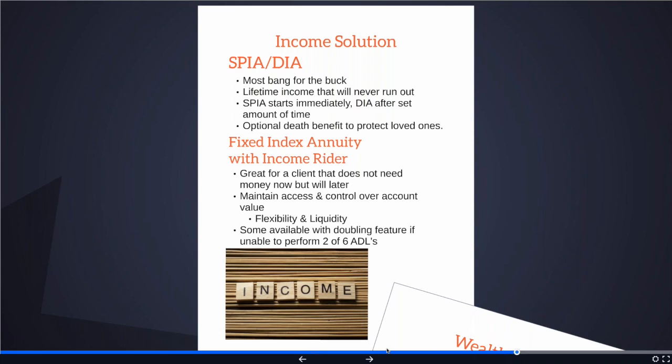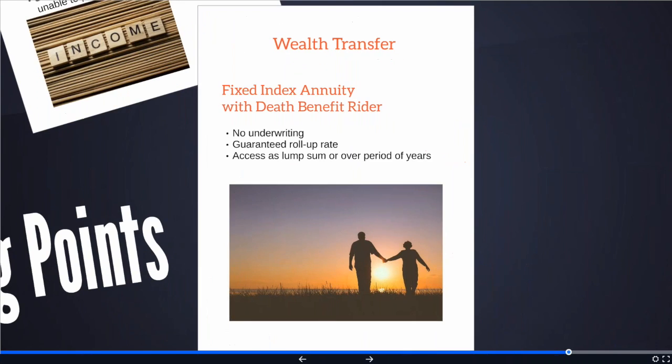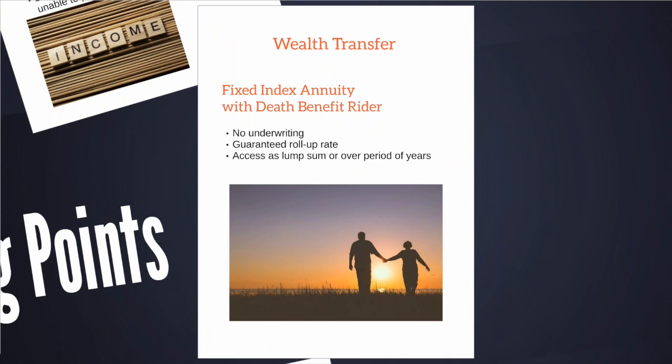With an indexed annuity, they're putting the money into an annuity with an income rider that grows the income value, but they always have access to the account value. In fact, at the end of 10 years or whatever, they can decide to move the money if they want to. So it gives them flexibility and control. And then as we had discussed, some indexed annuities with income riders have a doubling feature if the client should have some type of a long-term care event. And like Paul said, those are details I can get to on a case-by-case basis.